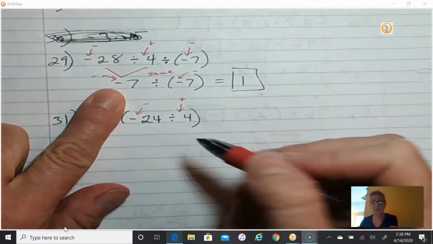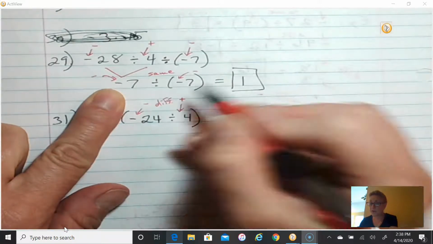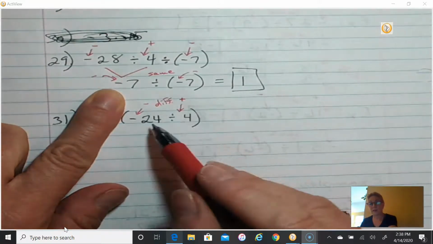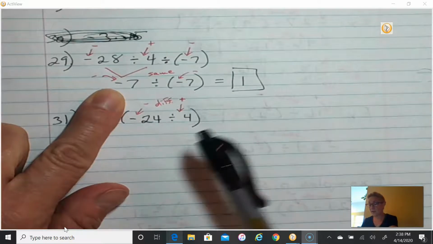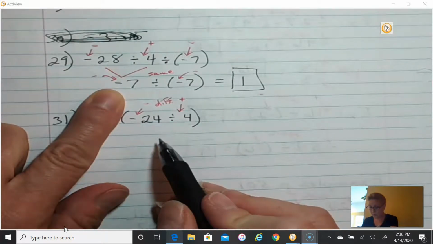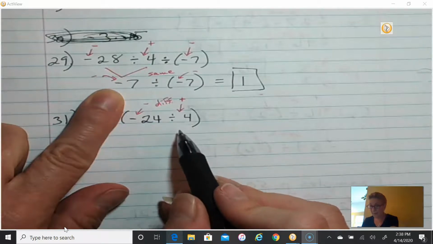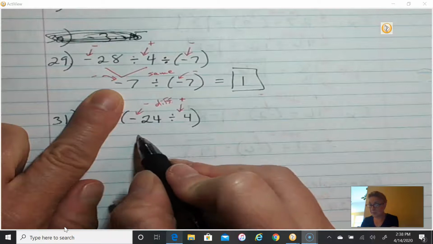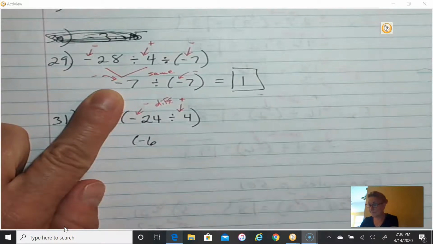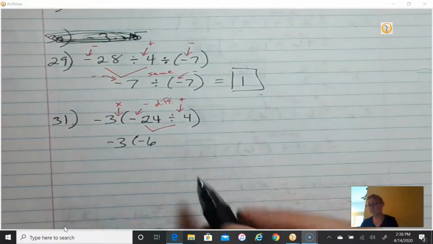Okay, we're working in the parentheses first by rules of order of operations. Those signs are different. So your answer for these two is going to be negative. So negative 24 divided by 4 is negative 6. We're going to bring down that negative 3.